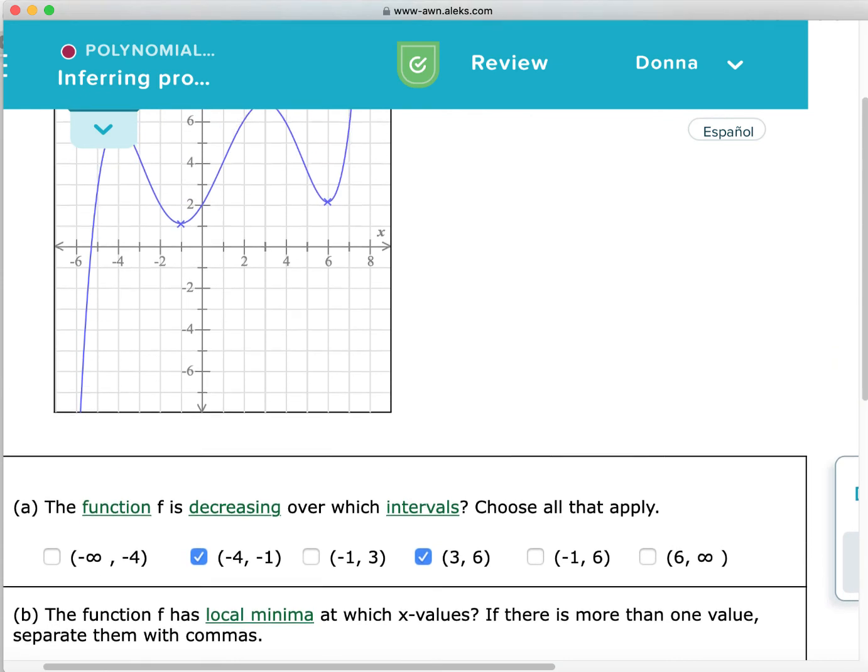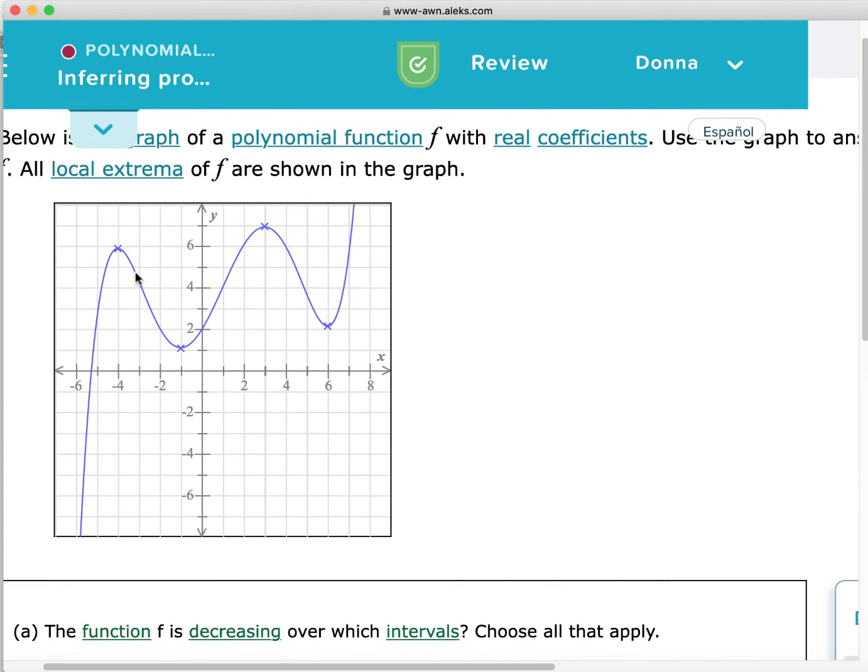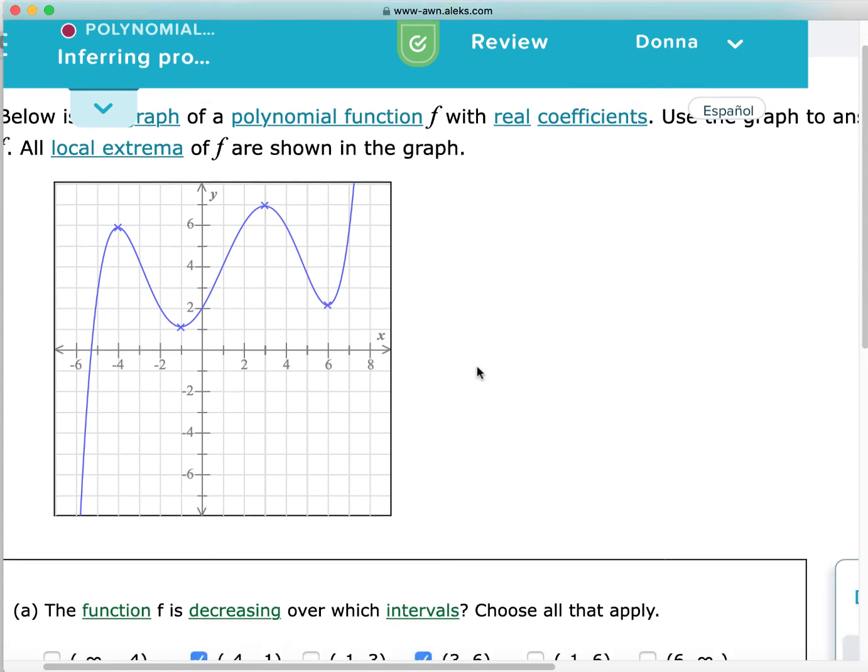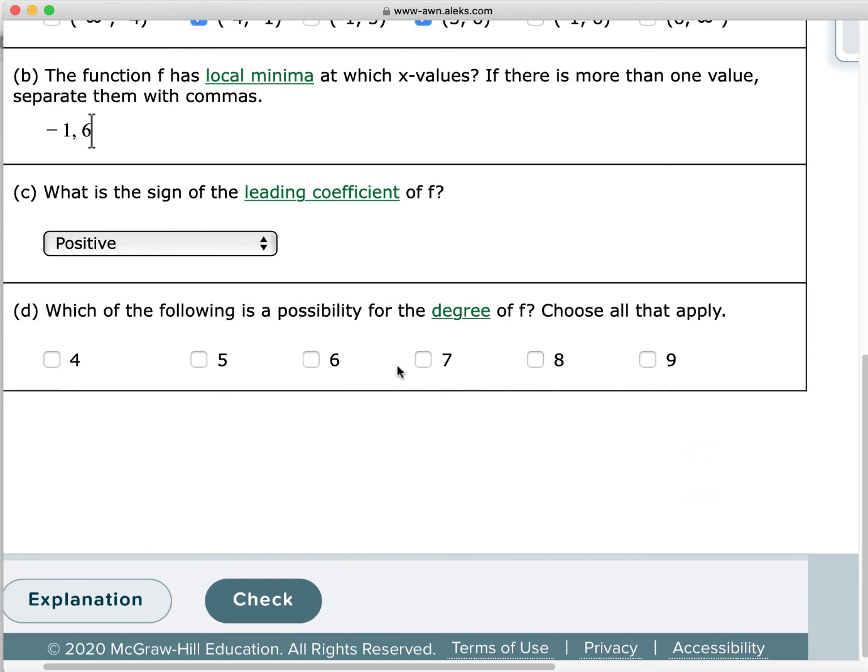So the last one asks the degree. So we have how many extrema? 1, 2, 3, 4. So I know the degree is going to be 5 or more. It has to be odd. So since 5 is odd, we can start there. So it can be 5 or 7 or 9.